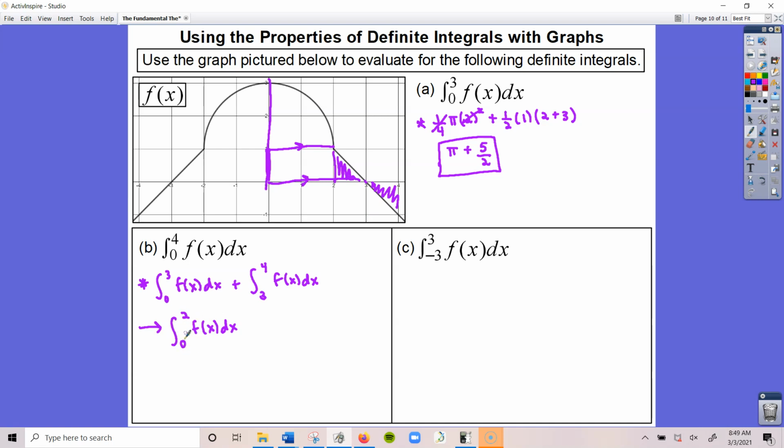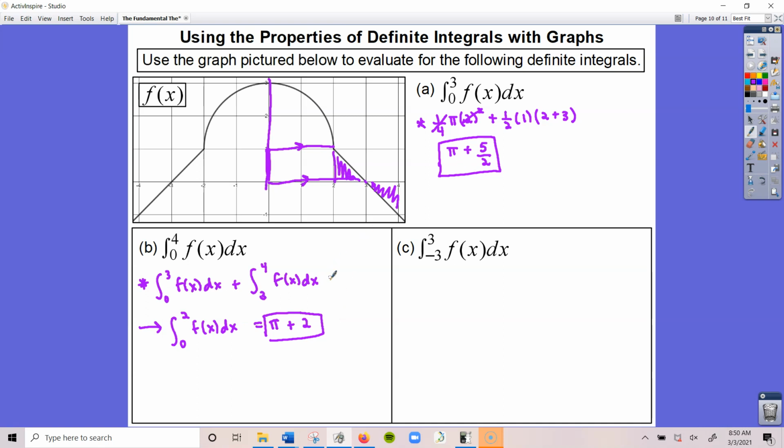Now, if I just do from 0 to 2, then that's the area of this quarter circle, which we found to be pi, plus the area of this rectangle, which is 2, the base, times 1, the height, so 2. So that would be the value of that integral, however you prefer to look at it.